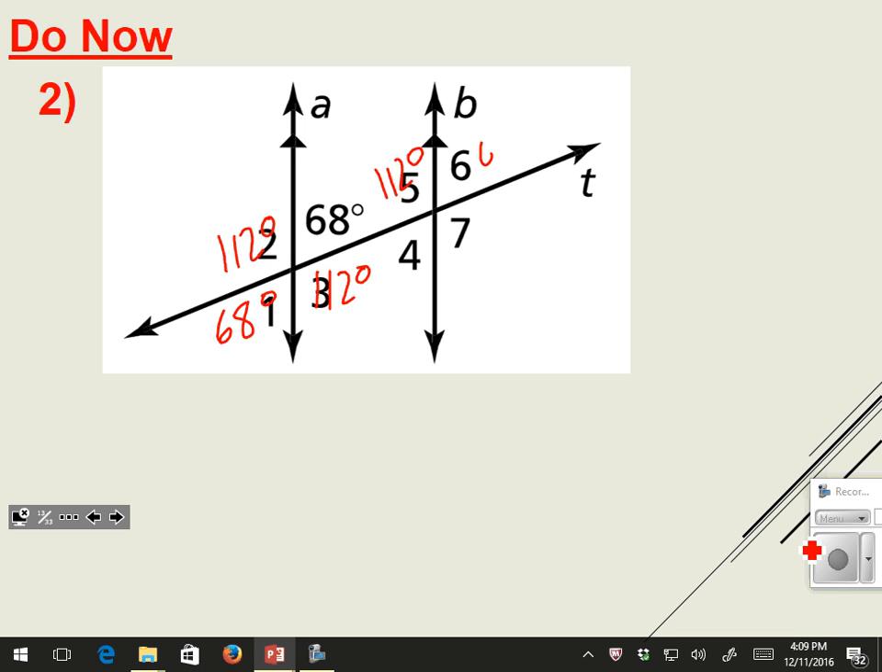Angle 6 is therefore going to be 68 degrees, either due to supplementary angles with angle 5 or corresponding angles with the other 68 degrees. Angle 7 is going to be 112 degrees because of vertical angles. And angle 4 is also going to be 68 degrees. I'm hoping you got that. Again, it's all about vertical angles, corresponding angles, alternate interior angles, alternate exterior angles, and supplementary angles.